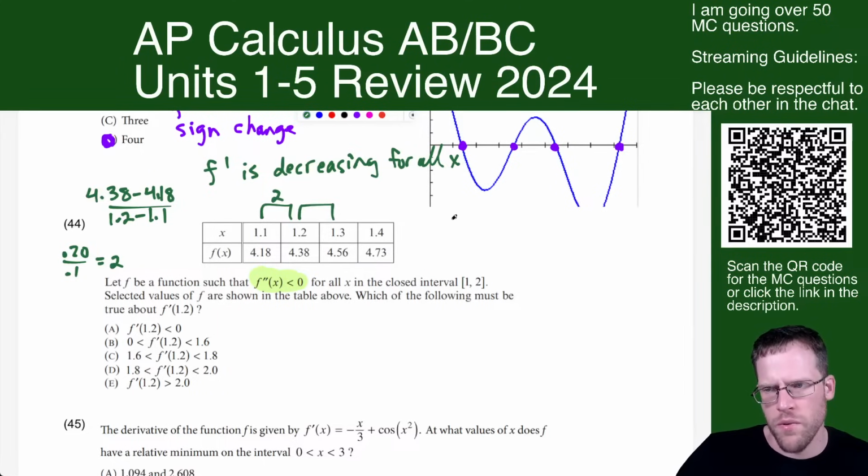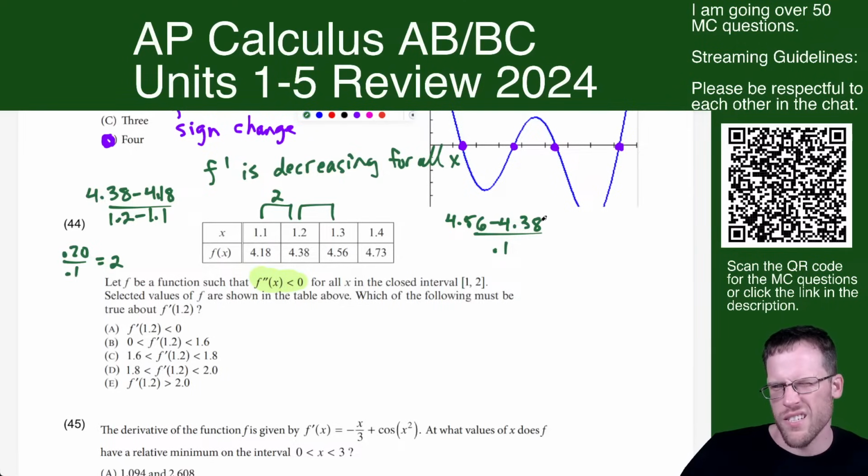But you could also calculate that if you want. If I find the slope here, 4.56 minus 4.38 divided by 1.3 minus 1.2, the change is still 0.1. That's something that's just continuously happening here. And then that's 0.18 over 0.1, so 1.8 is going to simplify to, and it does. Cool.